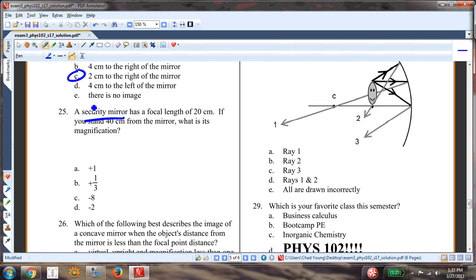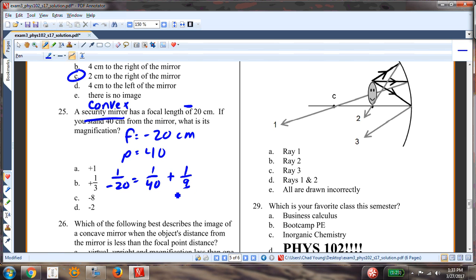Security mirror, oh gosh, another convex mirror. So I need to remember that the focal length is negative. So my f is equal to negative 20 centimeters. p is equal to 40, and I just want to know what is the magnification. So I first want to find q. 1 over negative 20 equals 1 over 40 plus 1 over q. This is going to be negative 1 over 20 minus 1 over 40 equals 1 over q. So q equals minus 40 over 3.